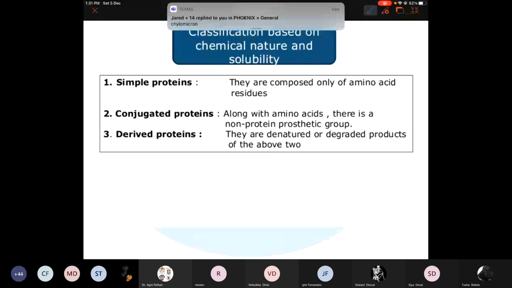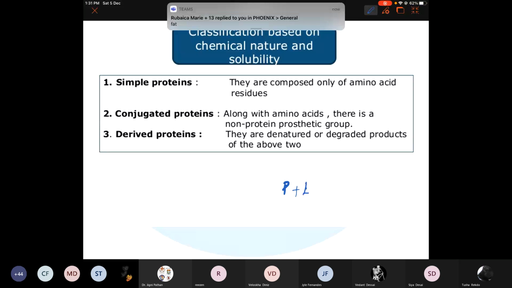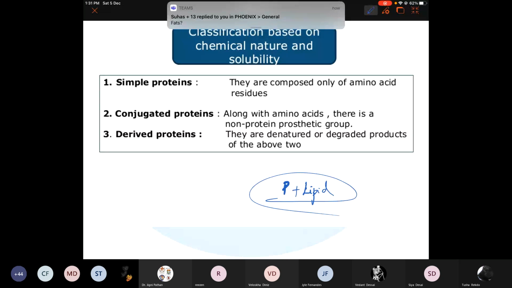It's a chylomicron. Remember chylomicron? What is a chylomicron combination? Protein plus what? Fat, lipid. Do you remember? So it is a lipoprotein. So a chylomicron is a conjugate protein. Are you getting the point, everyone?